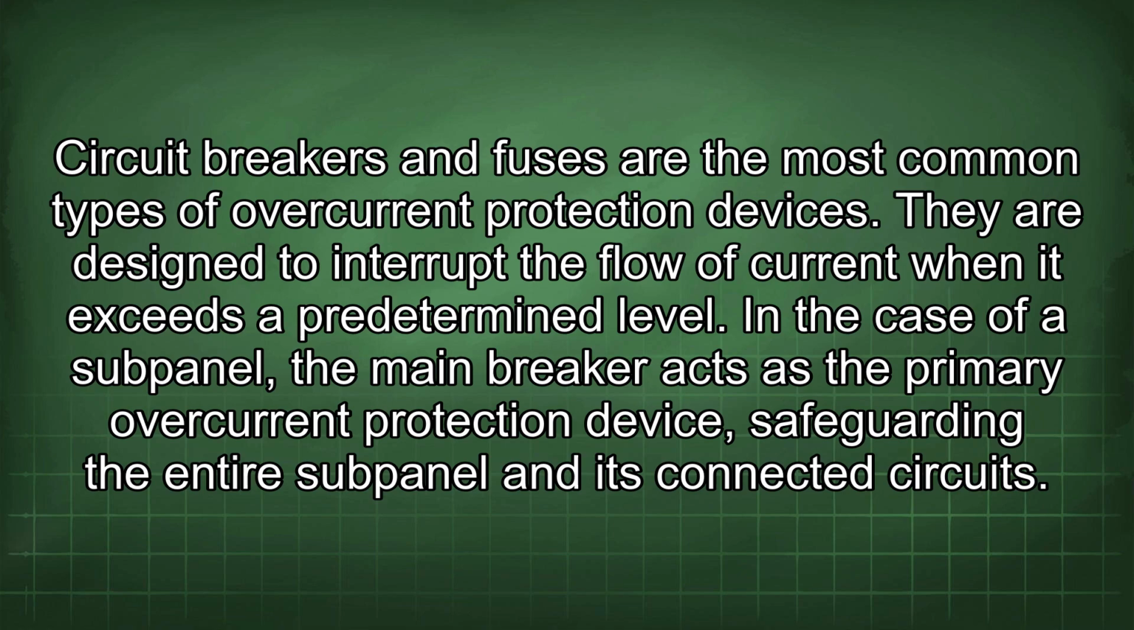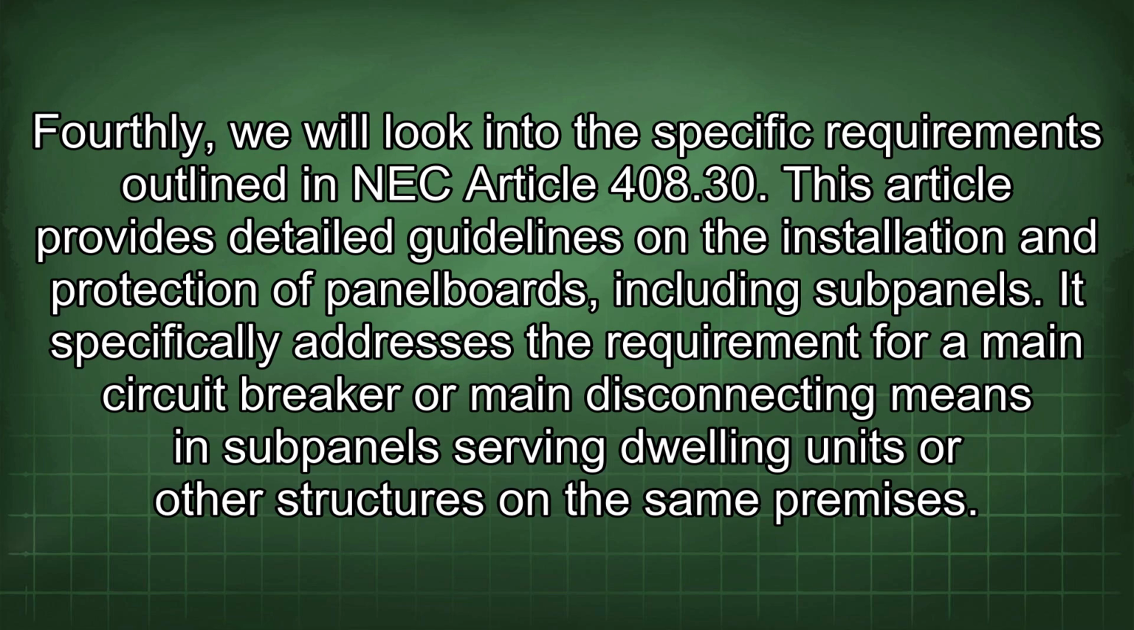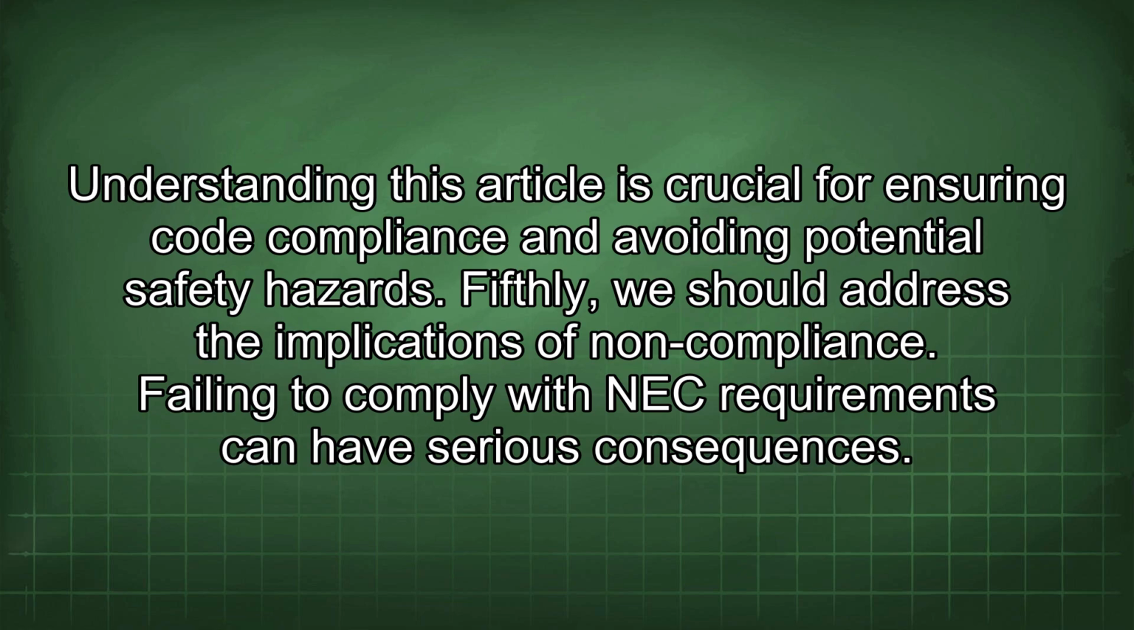Fourthly, we will look into the specific requirements outlined in NEC Article 408.30. This article provides detailed guidelines on the installation and protection of panel boards, including subpanels. It specifically addresses the requirement for a main circuit breaker or main disconnecting means in subpanels serving dwelling units or other structures on the same premises. Understanding this article is crucial for ensuring code compliance and avoiding potential safety hazards.